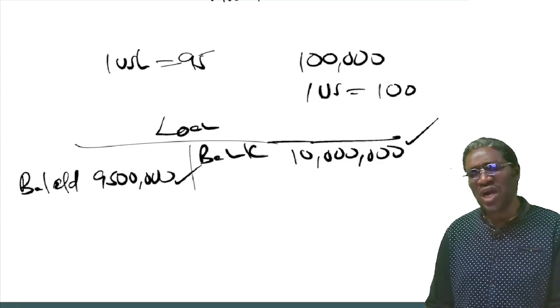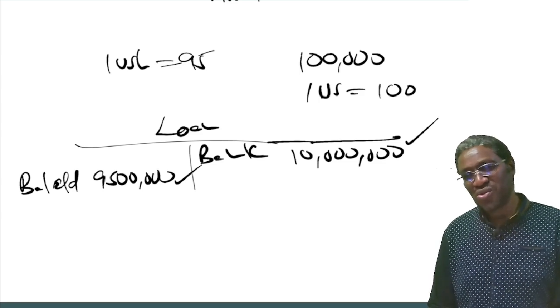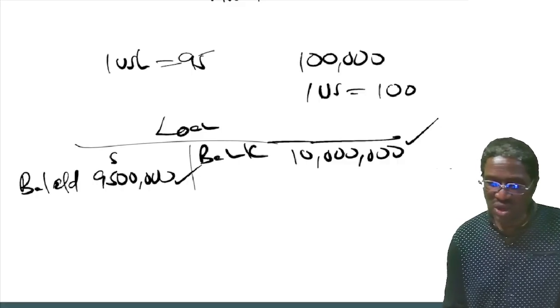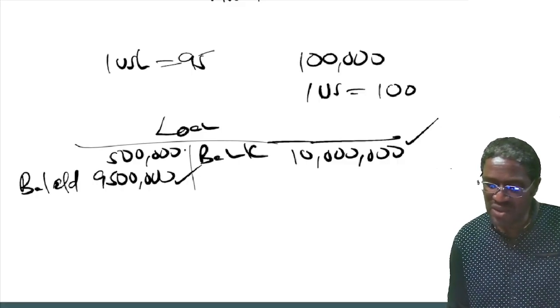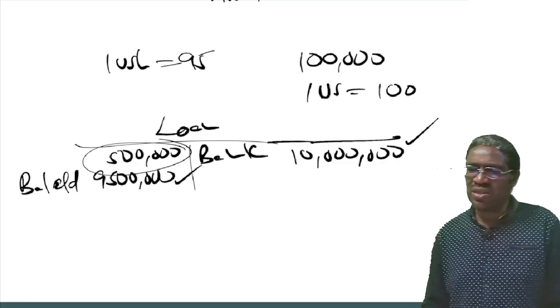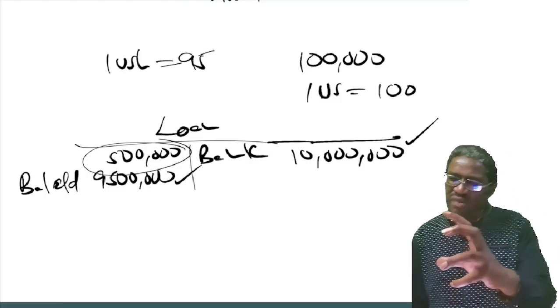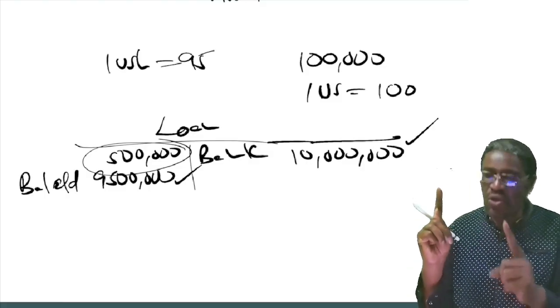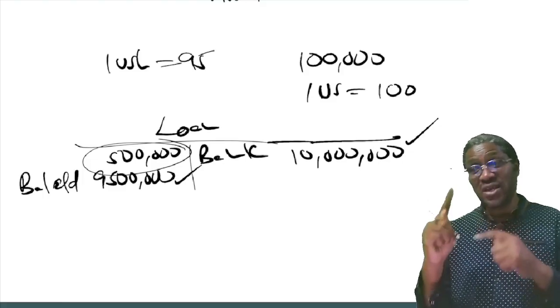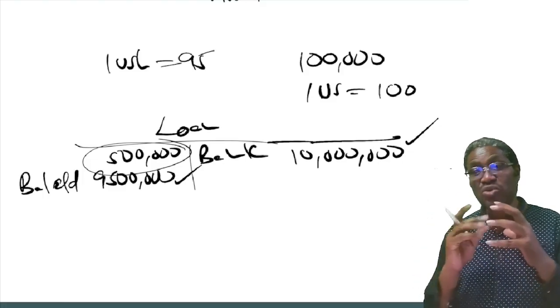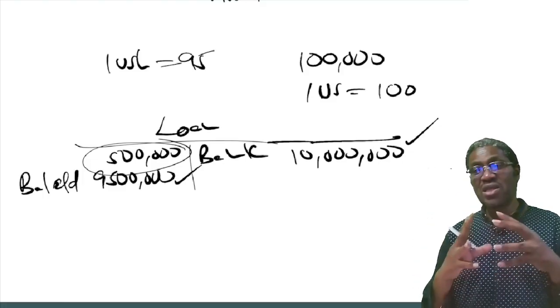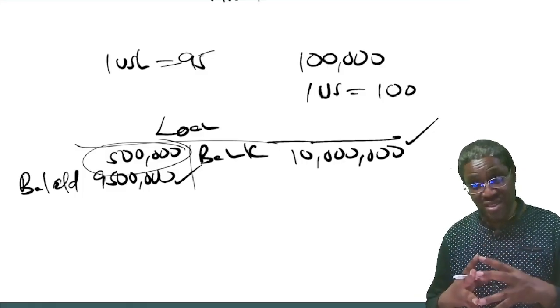But the loan has gone down. So it looks like you have repaid the loan by 500,000, but you have not repaid. That 500,000 came because of the differences or the fluctuations in the exchange rate. That to you is a gain.